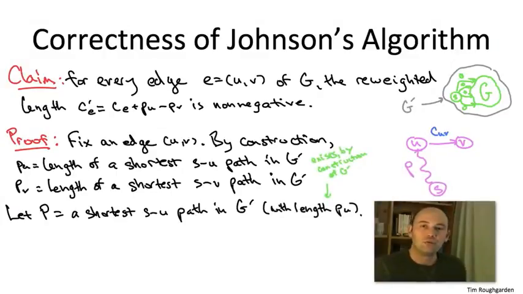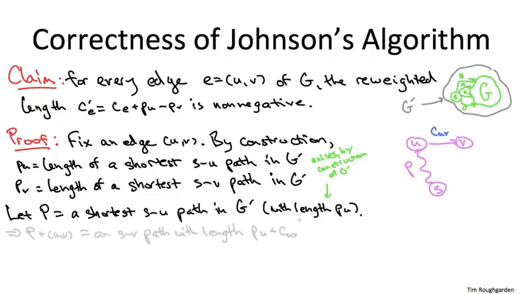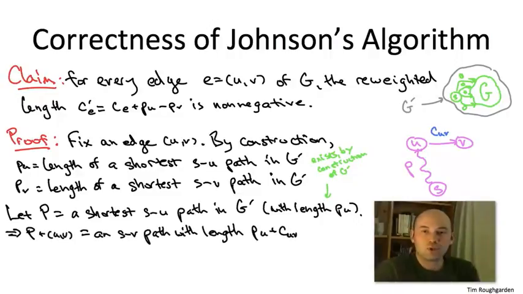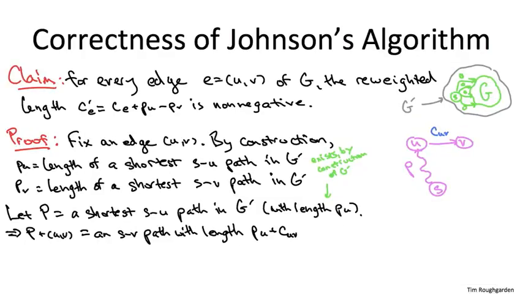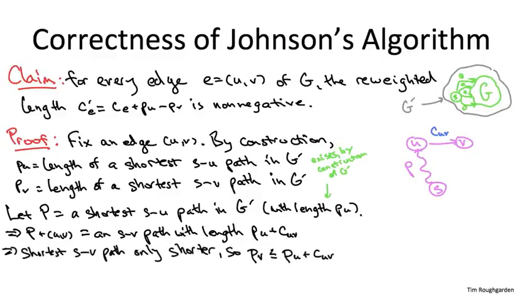It's a simple matter to obtain from this path capital P, which goes from s to u, a path which goes from s all the way to v, namely just concatenate the edge uv as a final hop. The length of this path, which goes from s to v, is of course just the length incurred going from s to u, which is just p sub u, plus the length of the final hop, which is just the length of this edge, c sub uv. Now this is just some old path from s to v. The shortest path from s to v can, of course, only be shorter. And remember, p sub v, the vertex weight of v, is by definition the length of a shortest path from s to v.